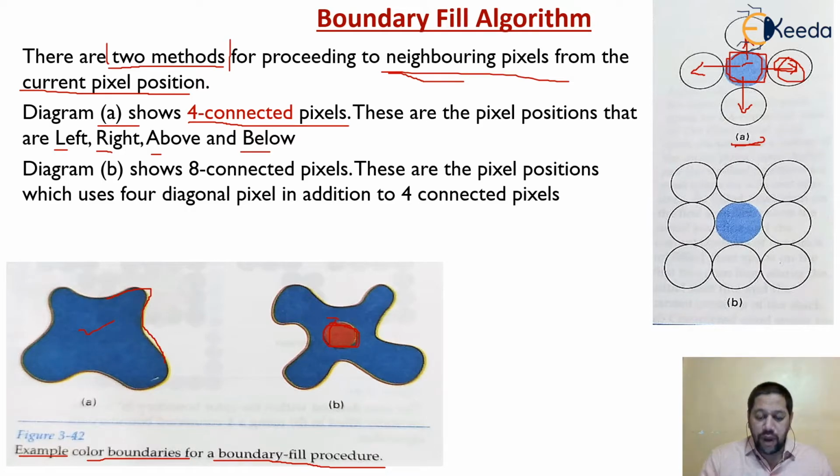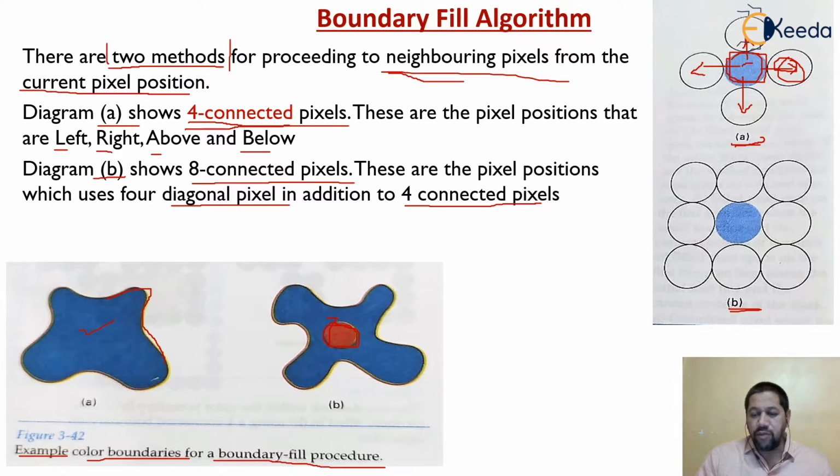We have one more approach, shown in diagram B. In boundary fill I can use the four connected neighboring pixels, or I can use eight connected neighboring pixels, as shown in diagram B. So B shows eight connected pixels. Here we additionally consider the four diagonal pixels in addition to the four connected pixels.